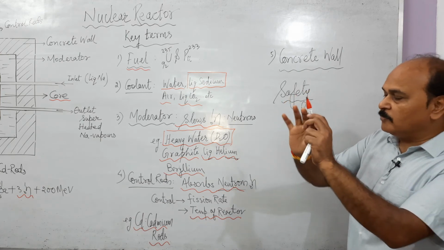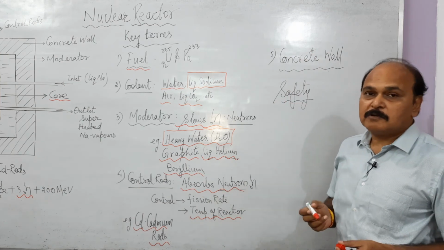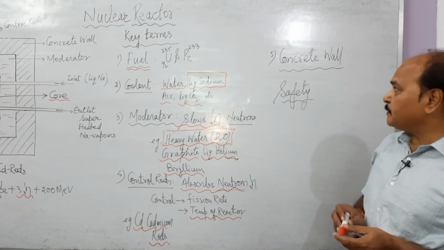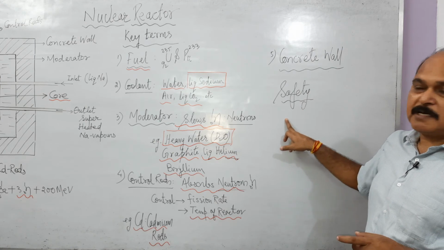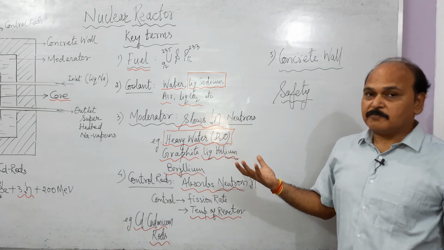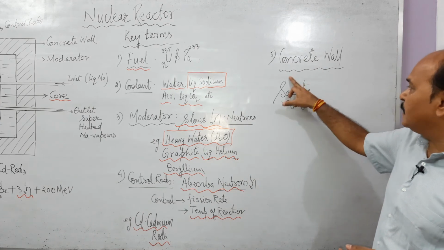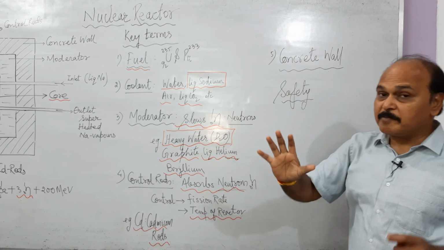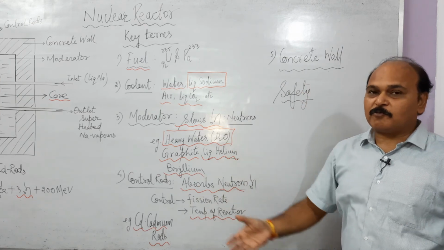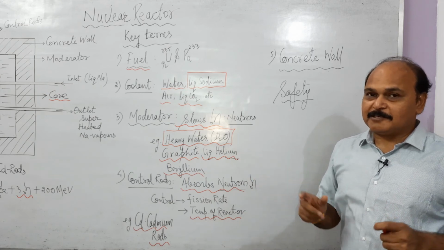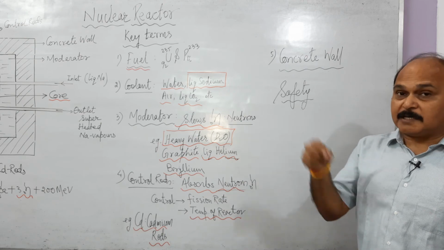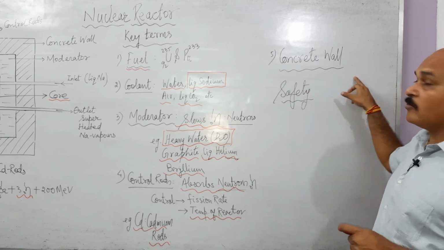And children, finally, concrete walls. So we have thick concrete wall all around the core of nuclear reactor. Well, the purpose of concrete wall is safety. As the nuclear fission reaction takes place, there are radiations produced. So when these radiations pass through thick concrete walls, they almost become harmless. They are absorbed, and whatever comes out of the wall is not very dangerous. So to protect the people working in the nuclear reactor from radiation hazards, we have thick concrete walls.